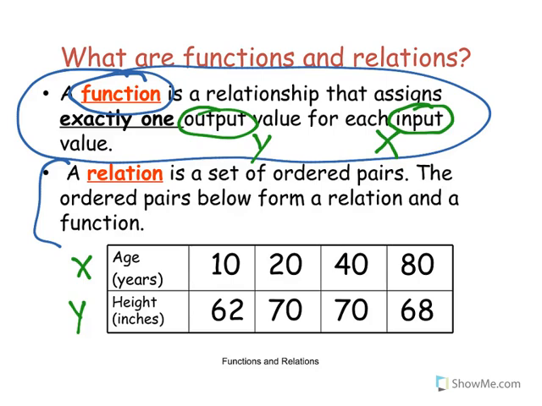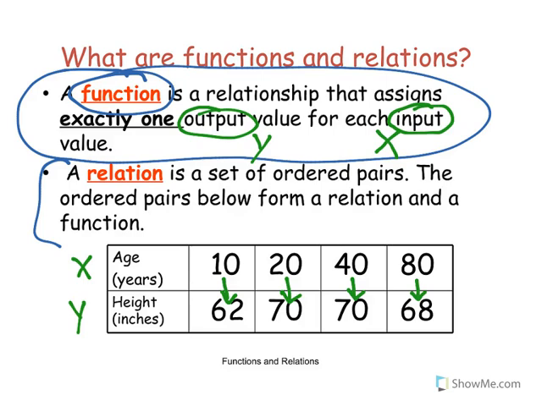So again, this is a one-to-one relationship. Each input x should have exactly one output y. And that's the case here, right? If x is 10, y is 62. If x is 12, y is 70. If x is 40, y is 70. If x is 80, y is 68. Okay? None of the x values are repeated, and that's kind of the informal definition of a function, okay?